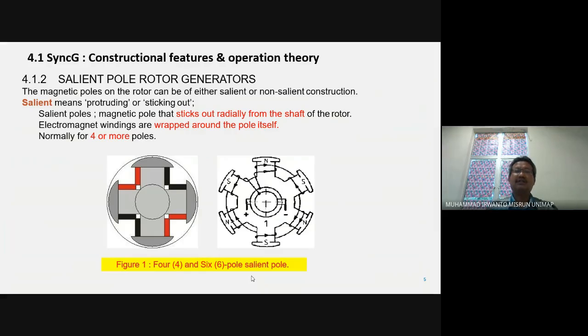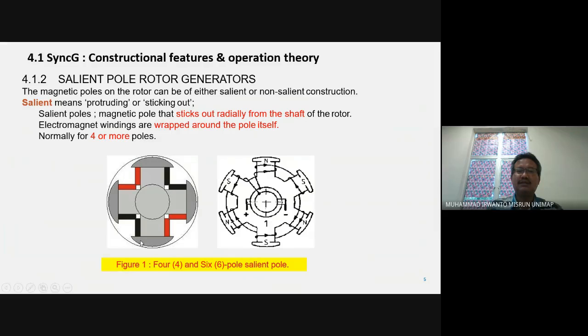Okay, now the first thing we want to discuss is the saliency of the rotor of the generator. The magnetic field on the rotor can be either salient or non-salient construction. Salient means protruding or sticking out. We can see here it is salient, or we can also call it sticking out.